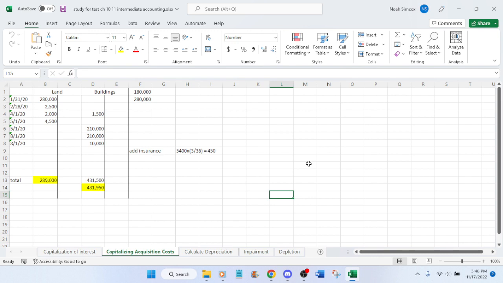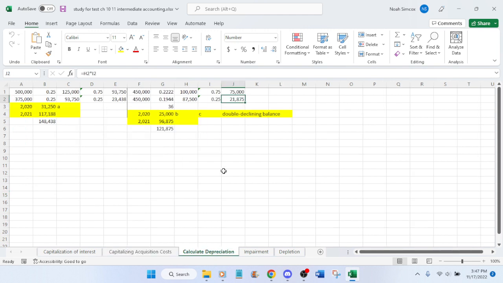And they're only going to pay the fire insurance for 36 months. Three-year term. You include the fire insurance premium in the cost. So that's the only mistake I made in this problem, the fact that I was supposed to include the fire insurance. They paid $5,400, that's the entire thing, but you only include 3 out of 36 of it, $450. So that's the only thing I messed up in that question.